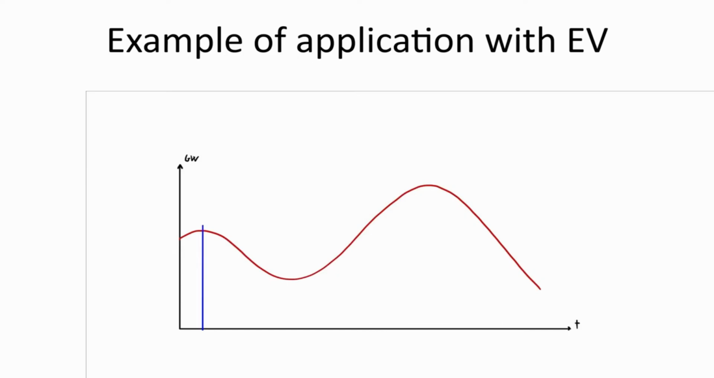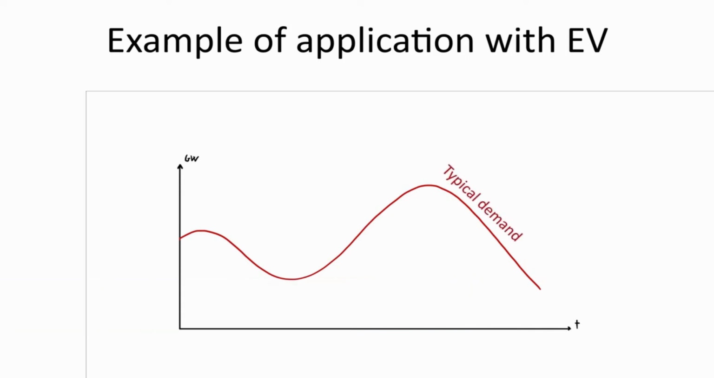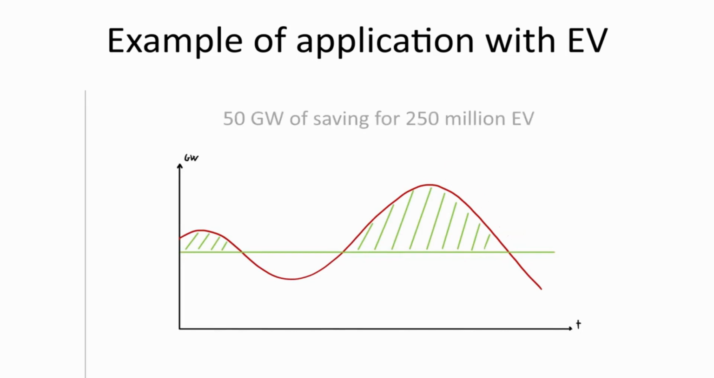One in the afternoon, just after work, and the other just after average bedtime. In this short period of time, most of the vehicles are charging, so we have an excessive demand of energy on the grid. However, thanks to the smart grid concept and the use of smart chargers connected to the internet, it's possible to change the curve, avoiding the excessive stress in the grid, allowing roughly 50 gigawatts of saving for every 2050 million electric vehicles.